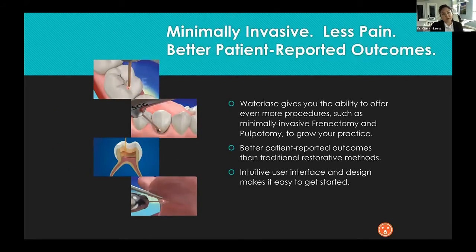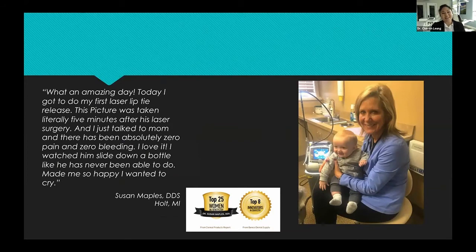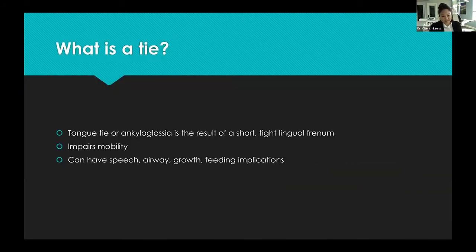Waterlase is great because it affords you the ability to be a lot less invasive. You can do so many different procedures with it, including frenectomies, which is mainly what we're here for. This is another dentist who just did her very first frenectomy in this picture, and the kid was, as you can see, perfectly fine after: no bleeding, no crying, happy kid. So let's get to the nitty-gritty of it all. We're going to focus strongly on frenectomies now, and at the end we'll get to some hard tissue and other functions.